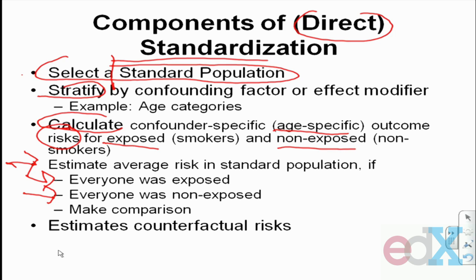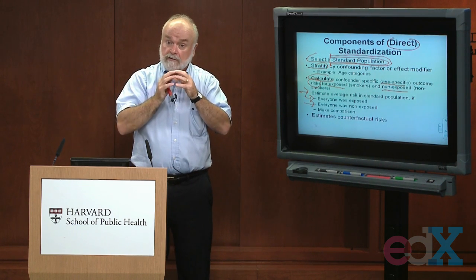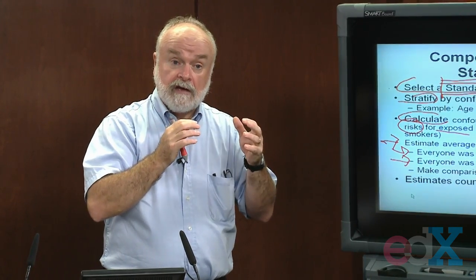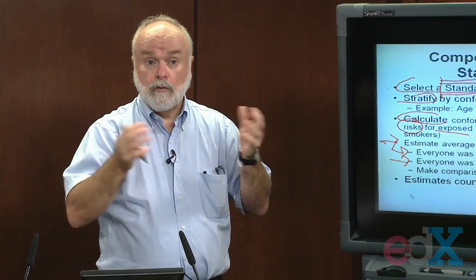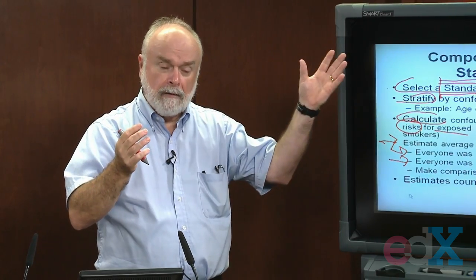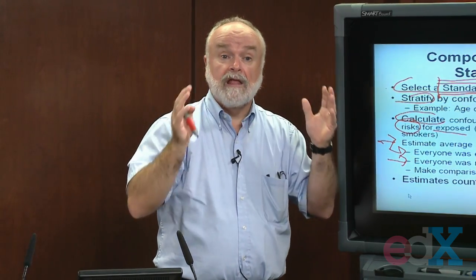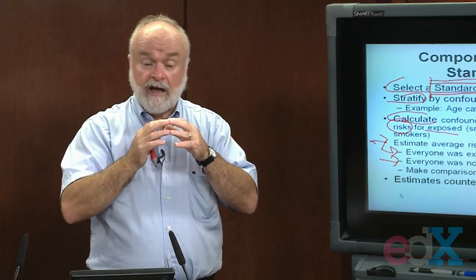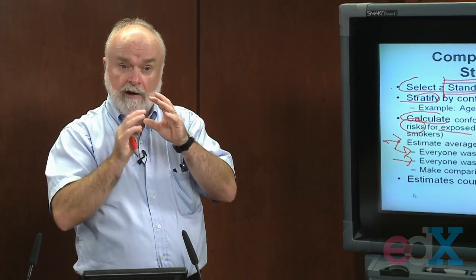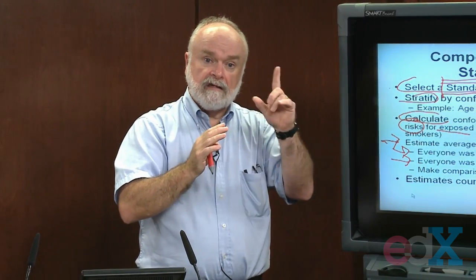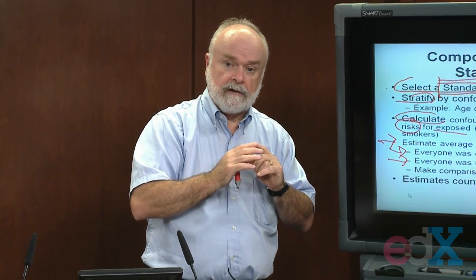I'm going to compare those two numbers to describe what's the effect of the exposure in that standard population. Everything is linked to the standard, and that's why it's a useful thing to do when you might have effect modification or if you have confounding. It's a way to adjust for confounding, but in this case, it's a way to display the effect of a risk factor when you have effect modification by describing its average effect in a single specified population.